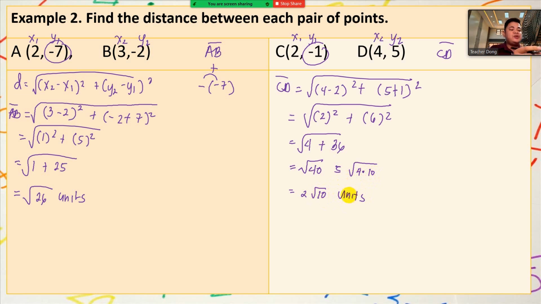For those who are using calculators, you can just type in 2 square root of 10. The value of this is 6.32. To change the value from radical to decimal, or decimal to radical, on your calculators, after you hit the equal symbol, you can just hit the SD symbol. Then it will change your answer, for the higher model of calculator. Now, let's proceed.